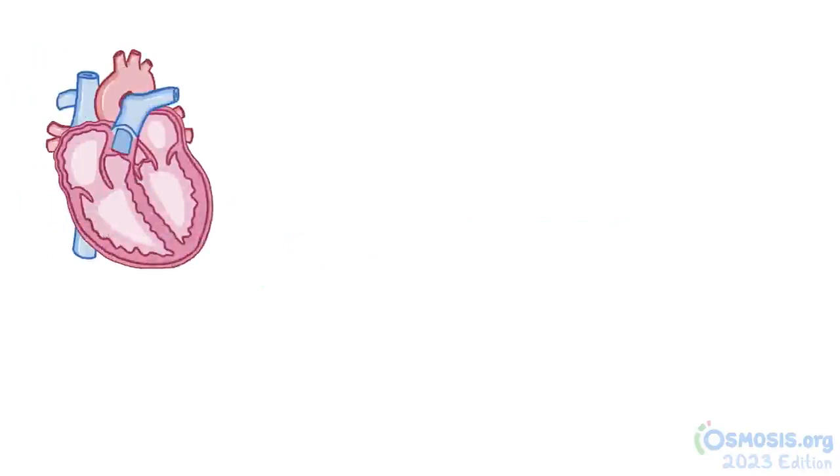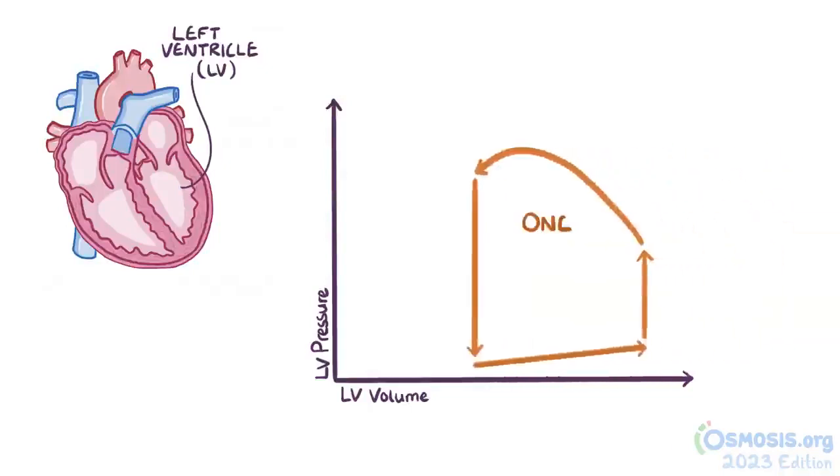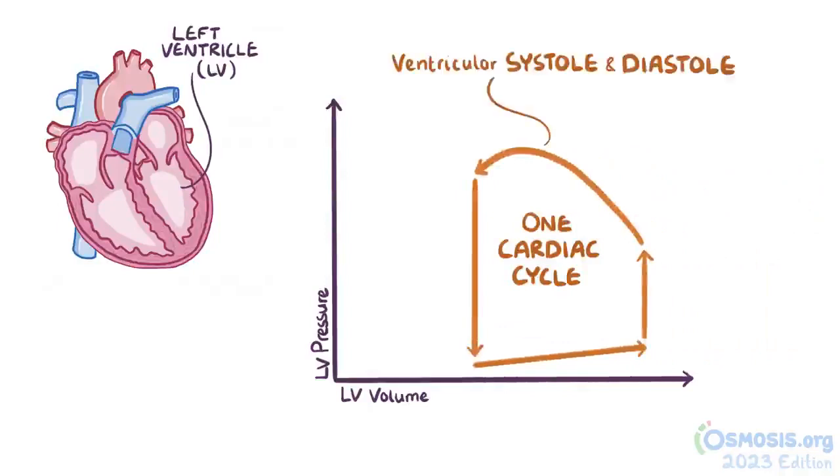Pressure volume loops are graphs where the pressure inside the left ventricle is on the y-axis and the volume of the left ventricle is on the x-axis. Each loop represents one cardiac cycle, including both ventricular systole and diastole, or more simply, one heartbeat.